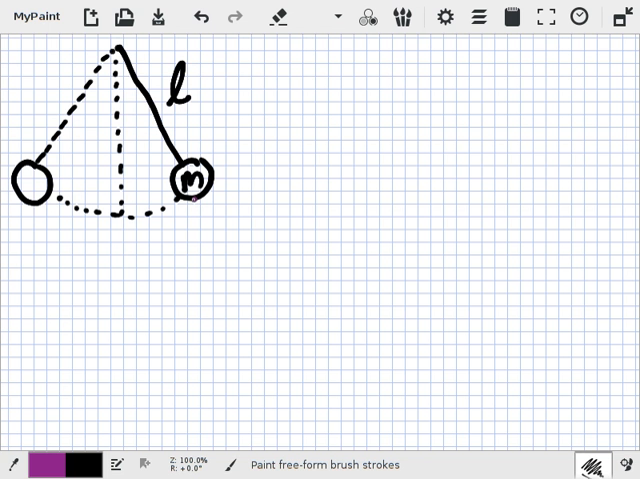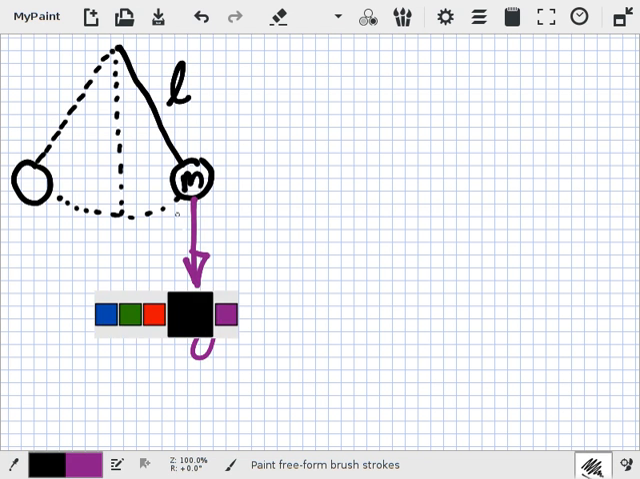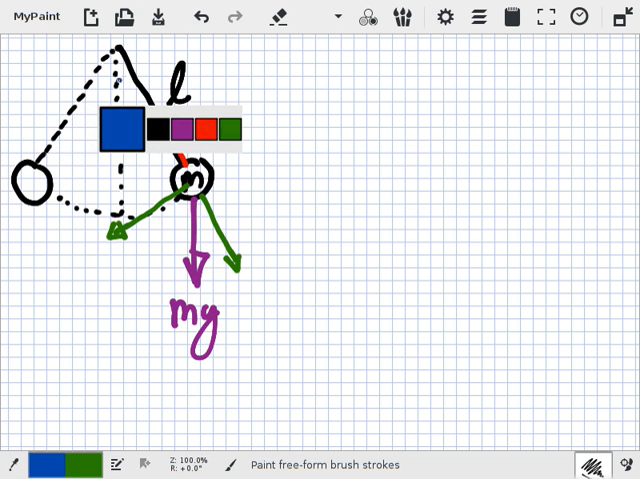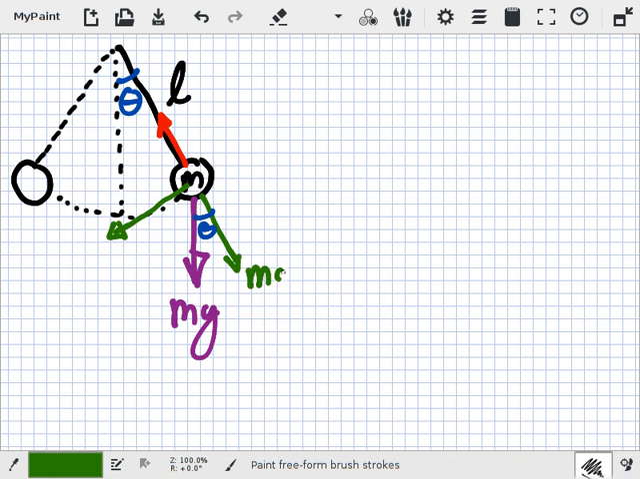Two forces, what are they? The weight, mg, and what is the other force? The tension here. Yeah? Now, I'm going to resolve this mg. So, there's a component this way, and then there's a component this way. Now, let's just call this angle here theta. So, what would this angle be? That would be theta. So, this here would be mg cos theta and mg sine theta.